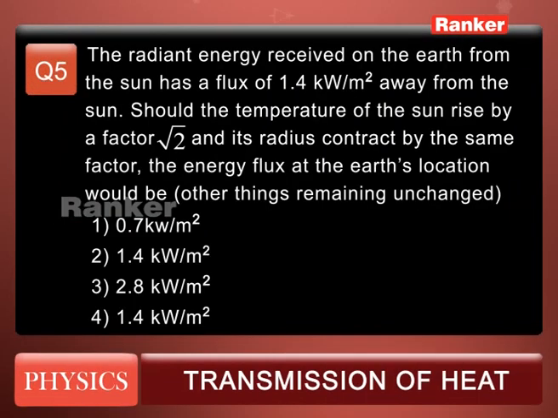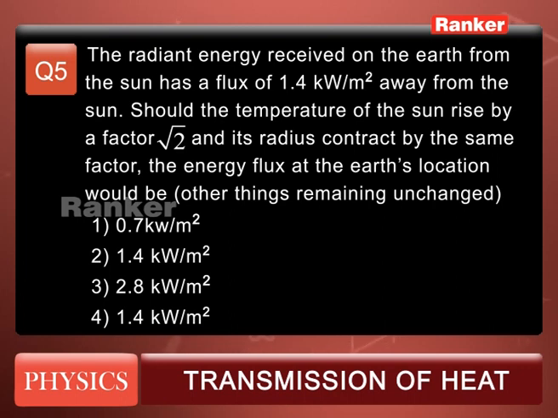Question number 5. The radiant energy received on the earth from the sun has a flux of 1.4 kilowatt per meter square away from the sun. Should the temperature of the sun rise by a factor √2 and its radius contract by the same factor, the energy flux at the earth location would be, other things remaining unchanged.